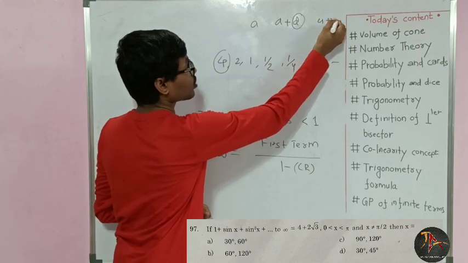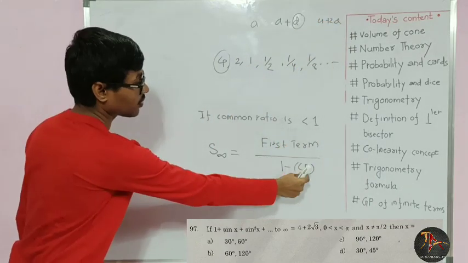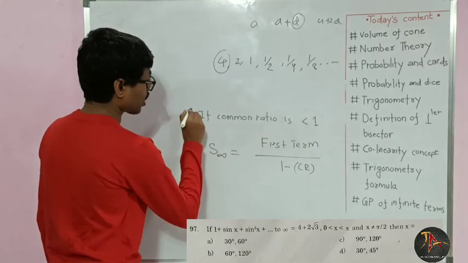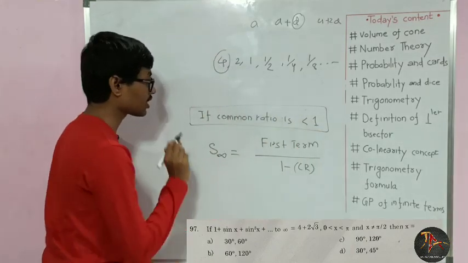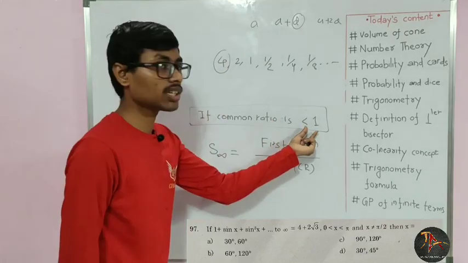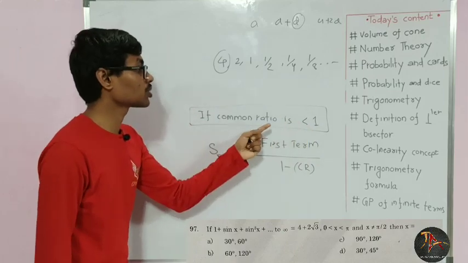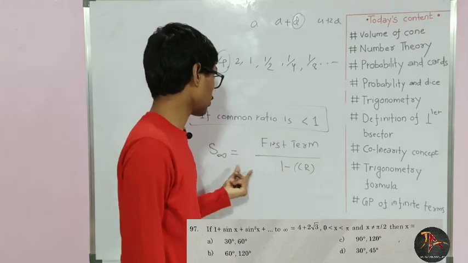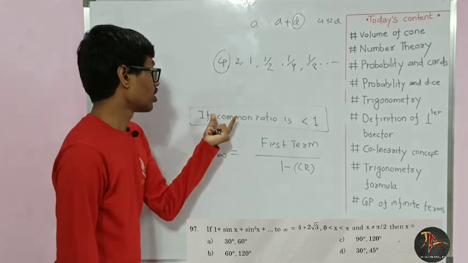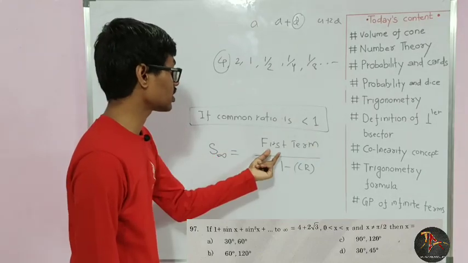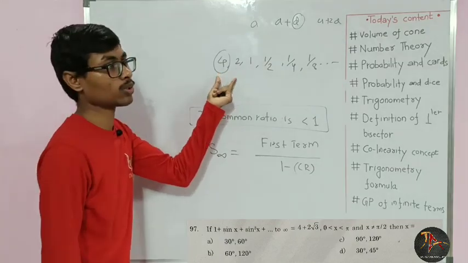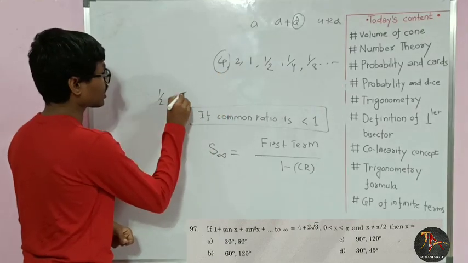A plus d, a plus 2d. D is the common difference. But here we say common ratio. This formula is applicable only if the common ratio is less than 1. If the common ratio is greater than 1, then we cannot find the sum of infinite terms. The sum of infinite terms when the ratio is less than 1 is given by first term divided by 1 minus common ratio.